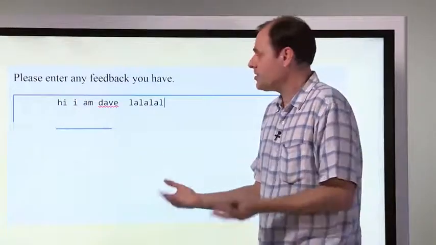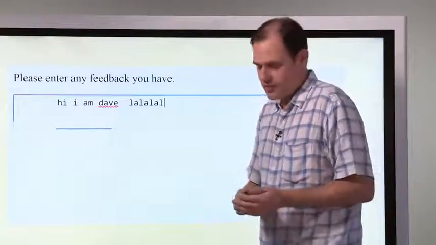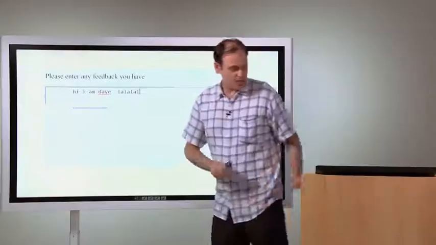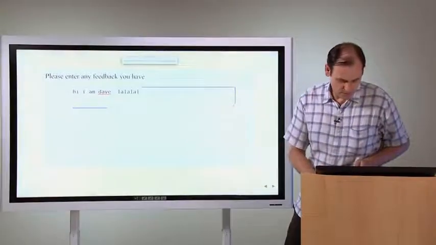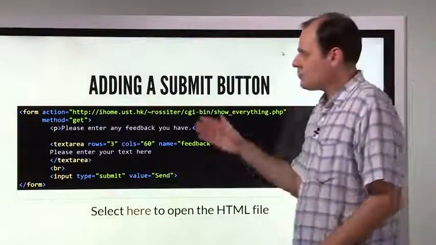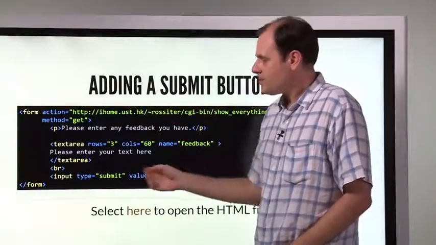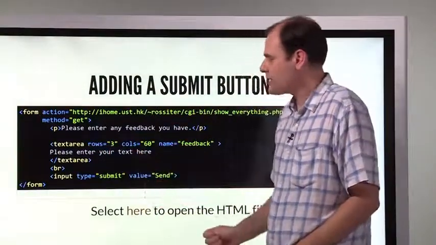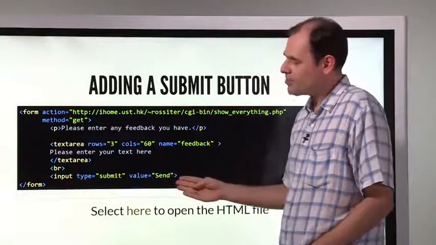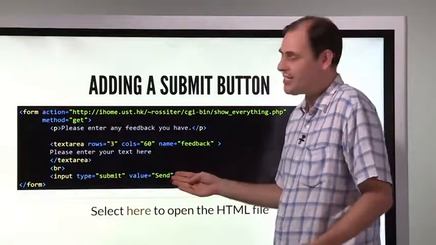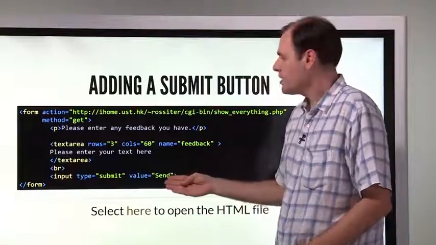So let's add a submit button. It's the obvious thing that's missing. So let's go to our next slide. And we've made the example much more realistic. There's our text area from the last slide. There's our submit button, because we've got to send it. So we have to have a button.